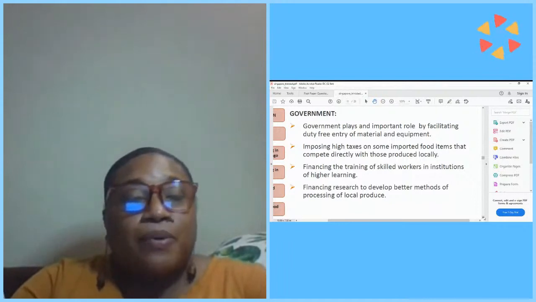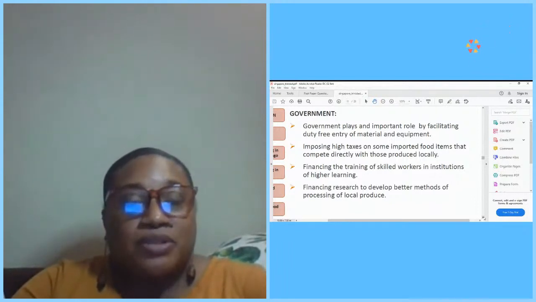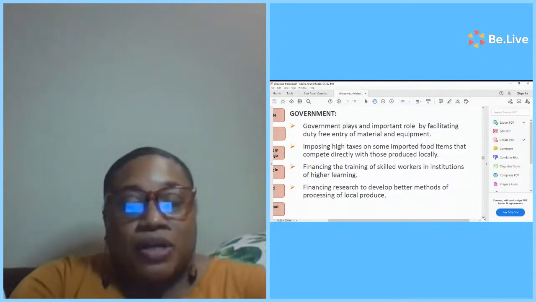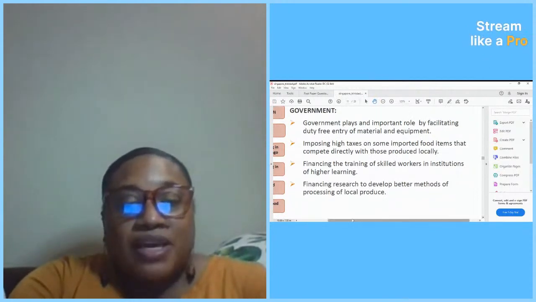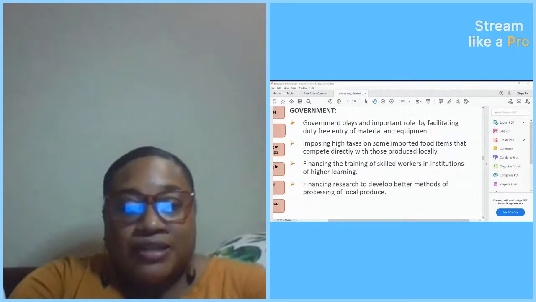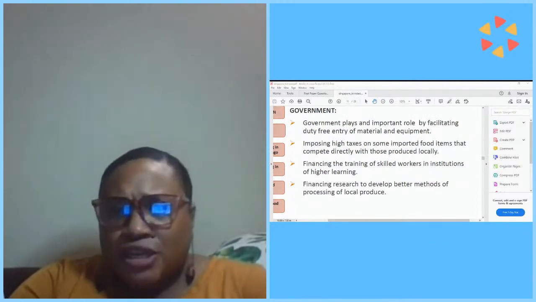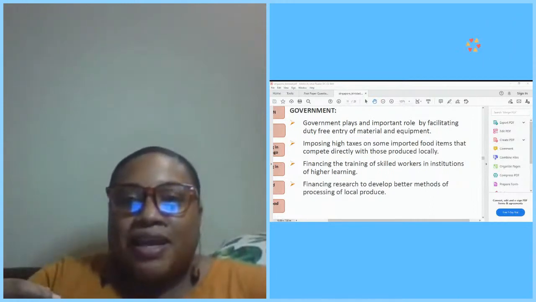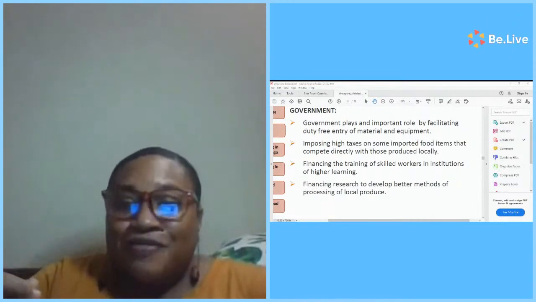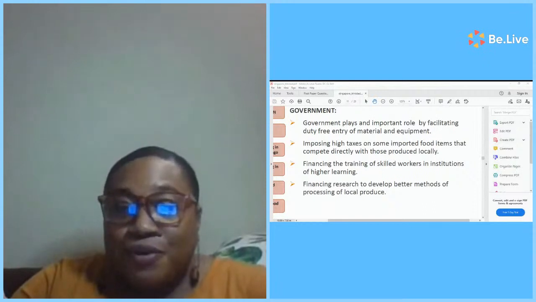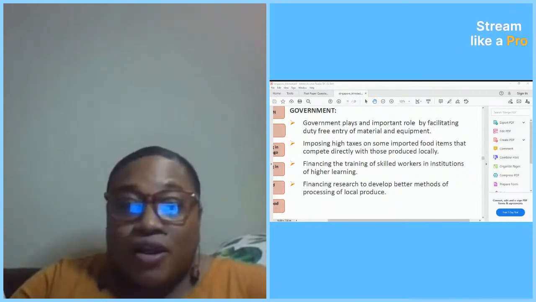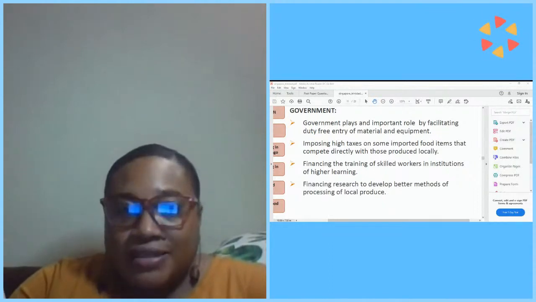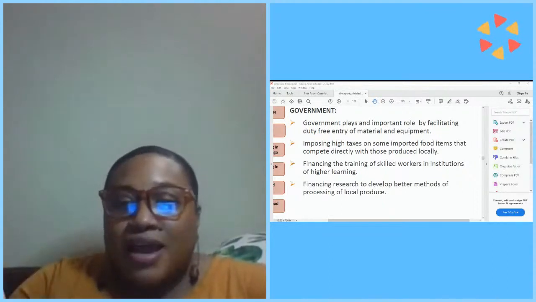They also impose high taxes on some imported food that compete directly with the locally produced food. So one of the things that the government has done in Trinidad and Tobago, especially in recent times, is that they actually classify certain imported food as luxury. Y'all ever heard about this? Y'all heard about this in the budget? Luxury items. So do you know that?